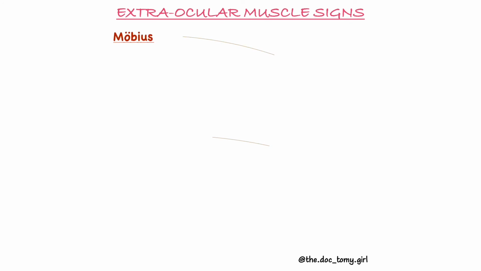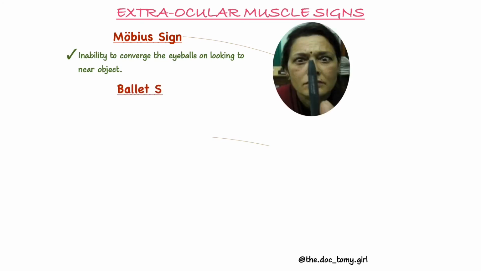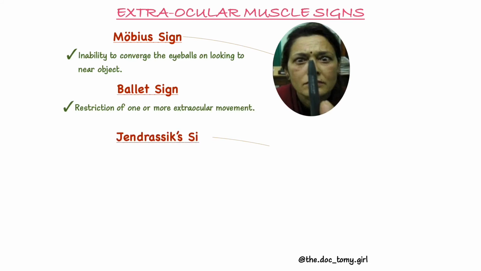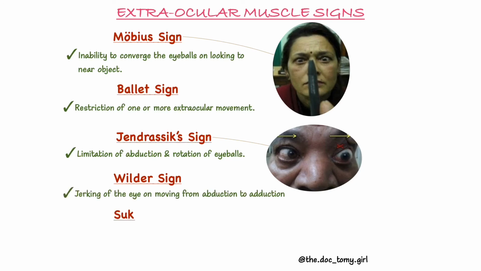On to the extraocular muscle signs. First is the Mobius sign, in which there is an inability to converge the eyeballs on looking to a nearby object. Ballard sign refers to the restriction of one or more extraocular movements. Gendrassik sign refers to the limitation of abduction and rotation of eyeballs. Wilder sign refers to the jerking of the eye on moving from abduction to adduction. Zucker's sign refers to the poor visual fixation on abduction movement.